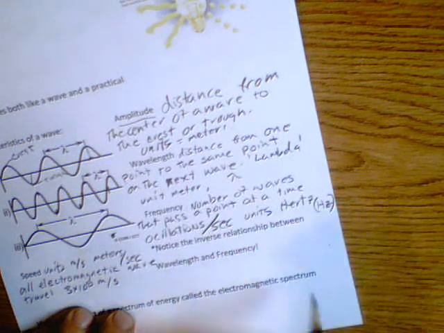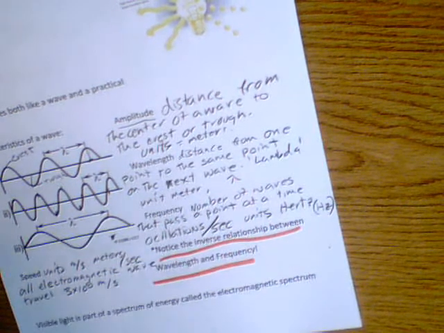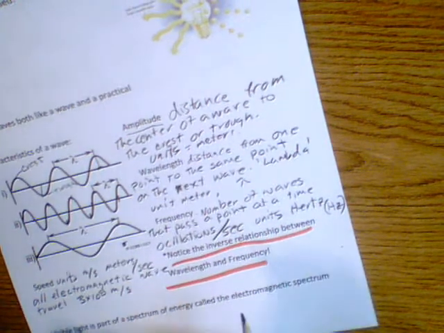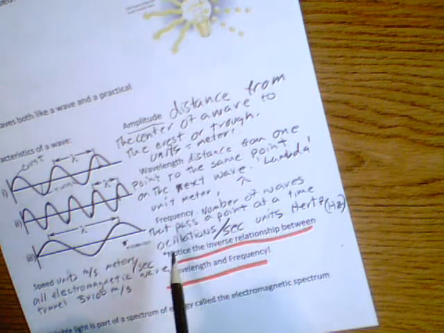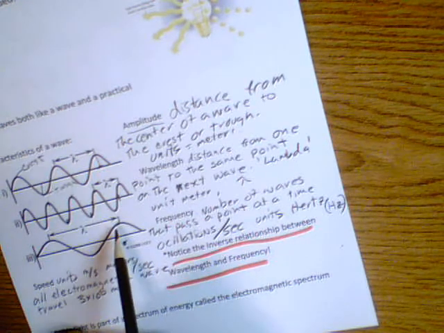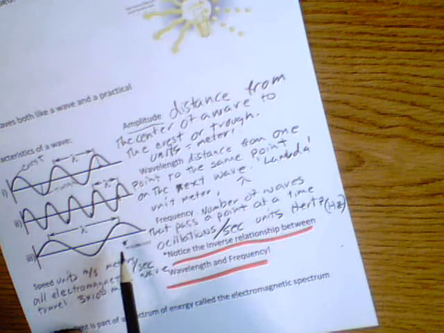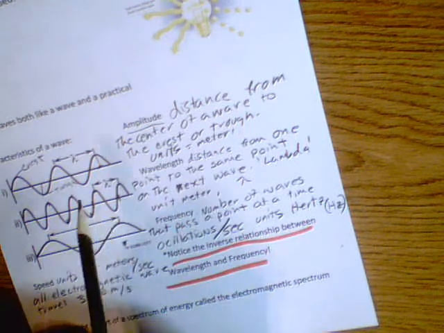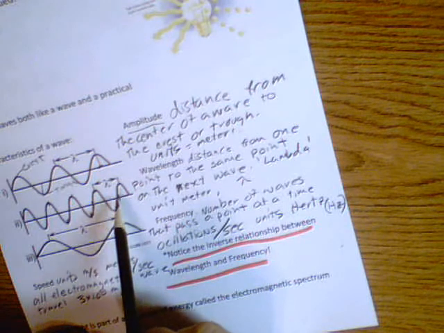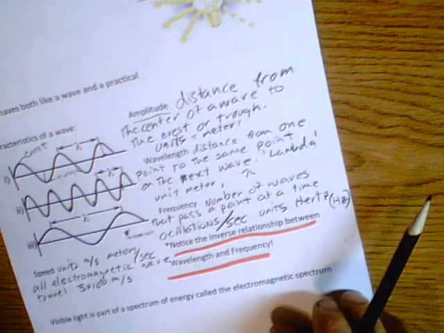Notice the inverse relationship between frequency and wavelength. That's important. As the wavelength goes up, the frequency goes down. So the time that it takes is a lot slower with a long, big wavelength. But with a short little wavelength, the frequency is very, very fast. So as one goes up, the other goes down, and that's what we mean by an inverse relationship.